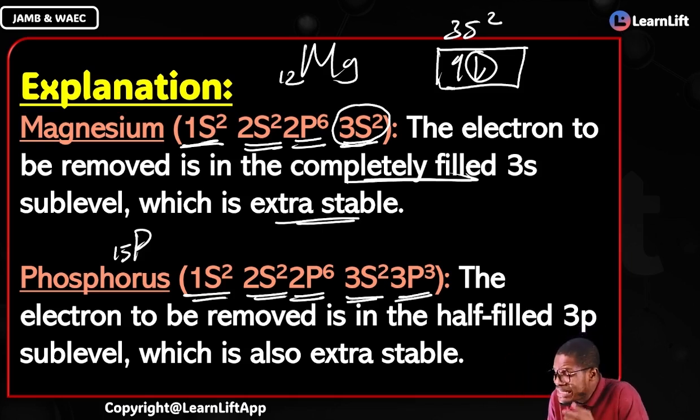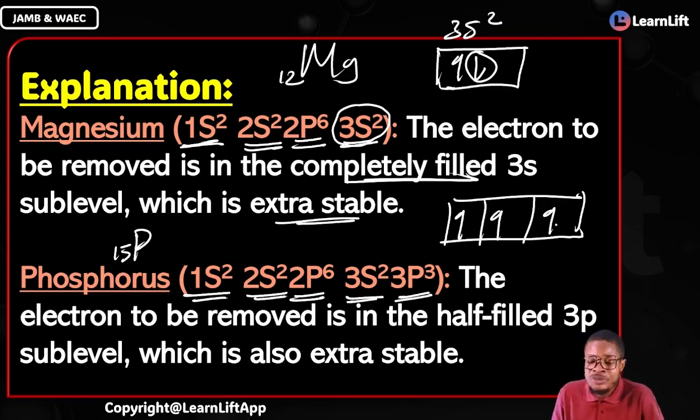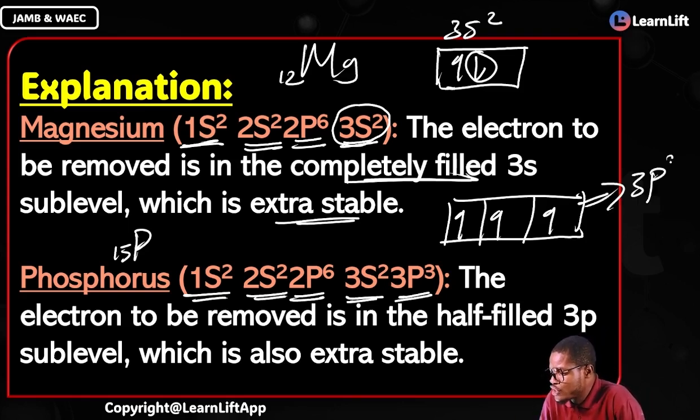But now, look at the 3p orbital. Because you want to remove an electron, you remove it from that 3p orbital. Your p orbital has 3 suborbitals inside it, right? Your 3px, 3py, 3pz. Now, electrons must be filled singly before pairing will occur, right? And it is 3p3. So this is 3p3, right?